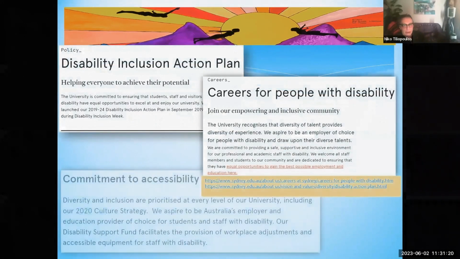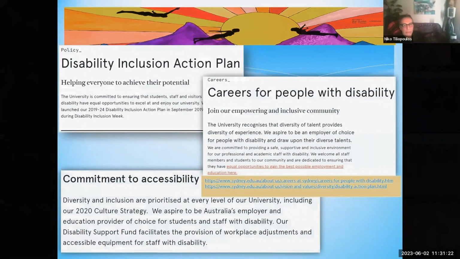Now, the university has made declarations and commitments on its webpage. You can see things like the Disability Inclusion Action Plan that was introduced in 2018. As you can see there, careers for people with disability, commitment to accessibility. I have the links, but you can type any of those keywords and Sydney University, and it will take you straight to the web pages, and you can read more in detail there.